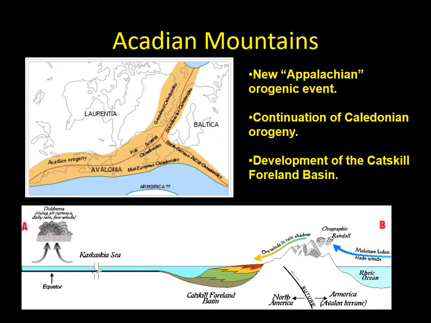This is known as the Acadian orogeny, the Acadian Mountains. So we started with the Taconic, which was a subduction zone volcanic mountain chain. The Acadians is actually a small microcontinent known as Avalonia, collides with what is now the east coast of North America, and that raises up the Acadian orogeny. And this continues all the way up into the Caledonians.